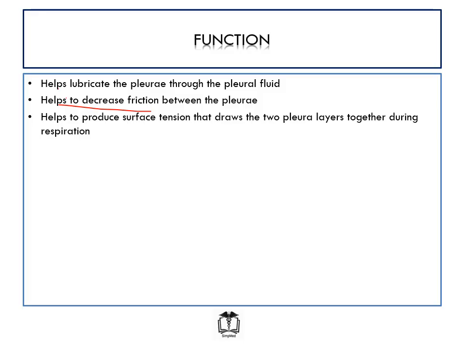The visceral pleura of the lungs will meet and rub on the parietal pleura of the thoracic cage, and that fluid is there to limit the friction and limit wear and tear. Finally, the space is there to produce surface tension that helps in drawing the two pleura together during respiration.